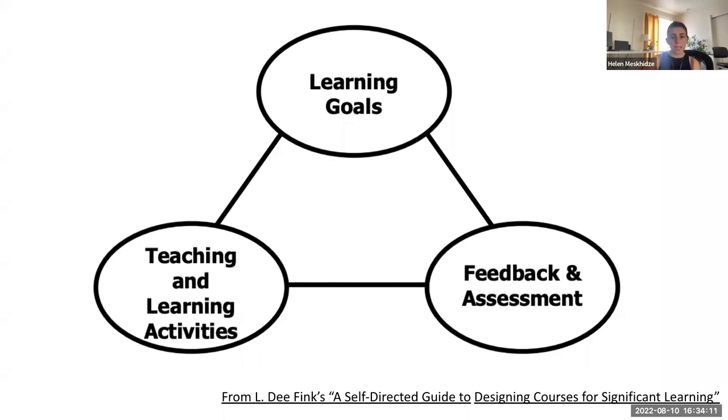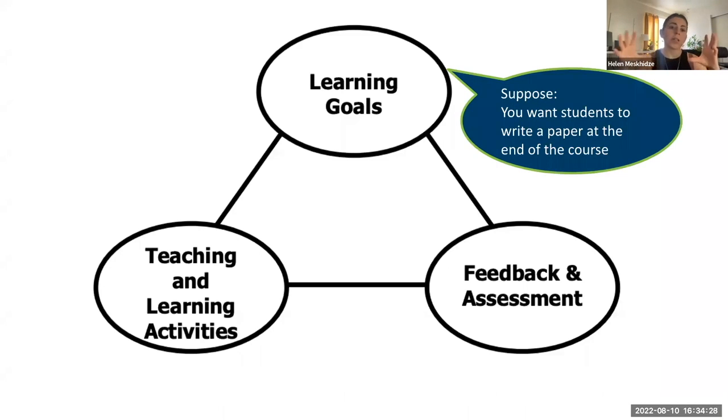Okay, so what does it mean to have an aligned course? Basically, all of the components of the course work together. So your learning goals, your activities, and your feedback and assessment make sense when you think about them together. Let me give you an example of something that's not aligned, and you'll see what I mean. So suppose you want students to write a paper by the end of the course. That's the learning goal, that students be able to write a complete argumentative paper.